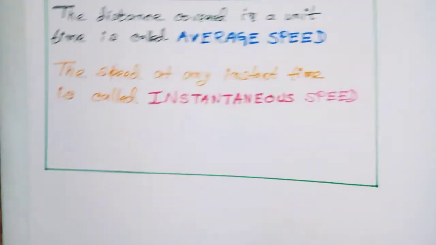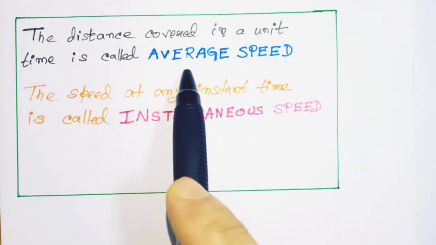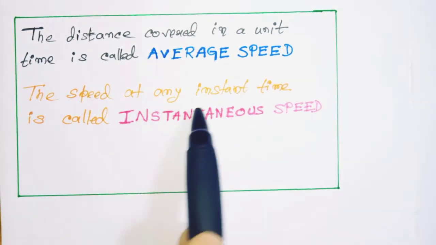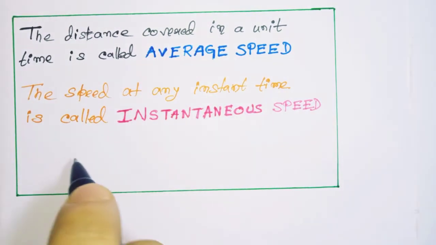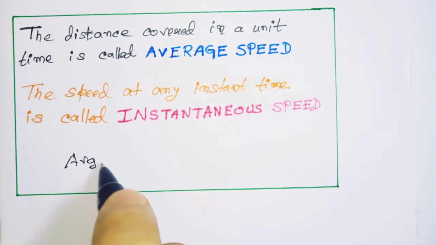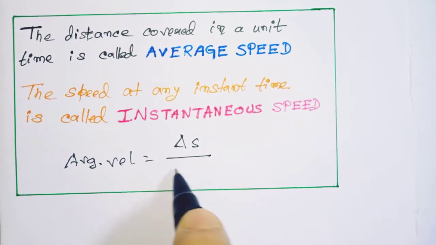So till now things are quite clear. So we are revolving around the concept of average velocity and instantaneous velocity. So now you see I have given another definition. The distance covered per unit of time is called average speed. And the speed at any instant of time is called instantaneous speed, right? So from here, I can again write that average velocity is always denoted by the change in distance, that is delta S, whole divided by delta T, which is the change in time, right?